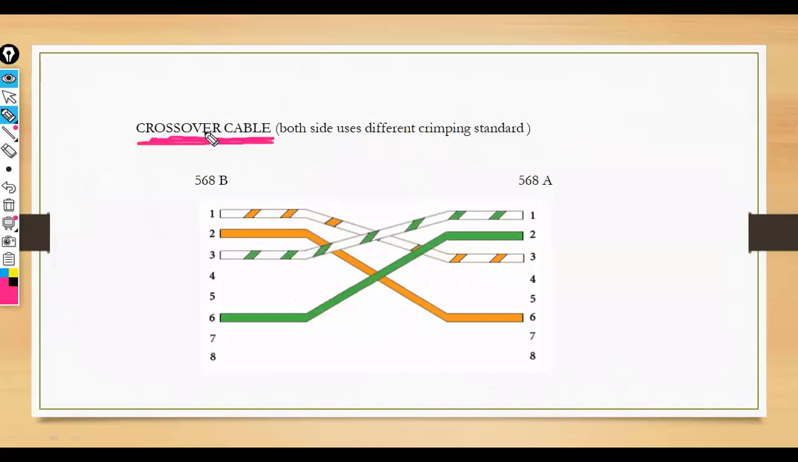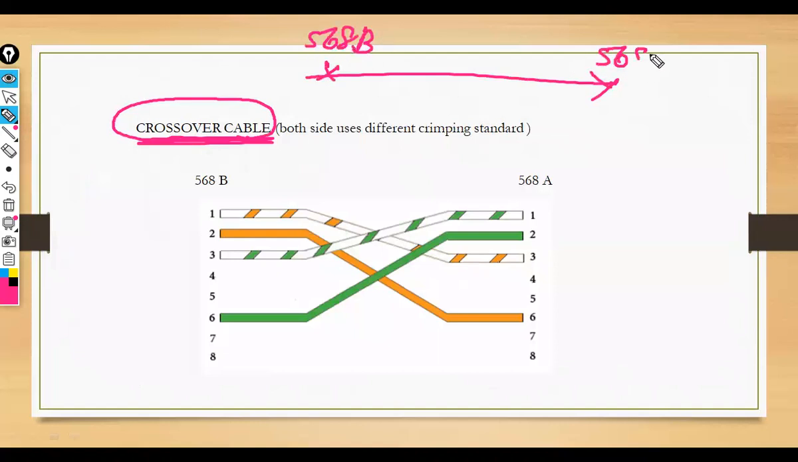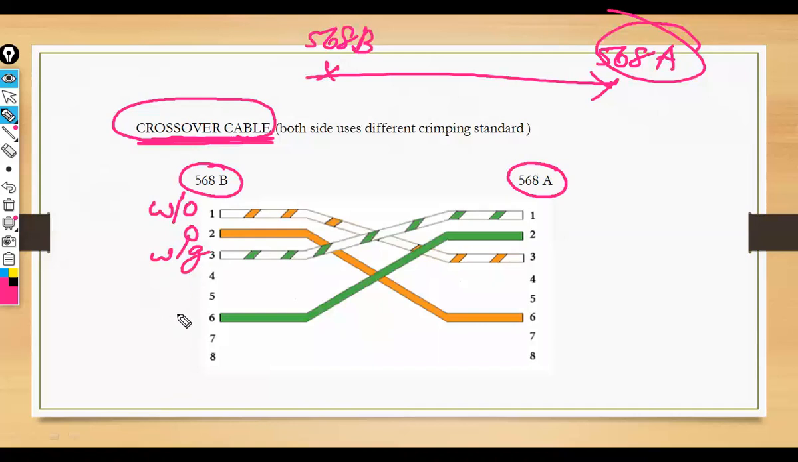Okay. Now the next type is called crossover cable. You can obviously guess. Crossover means you will crimp 568B at one end, and at the other end, you will crimp 568A. So here you can see 568B is there, and 568A is there. When you crimp 568B, the first wire is white orange, then orange, then the third is white green, and the sixth one is green. Now when you crimp 568A at the other end, the first wire will be white green, then the second will be green, then white orange, orange.